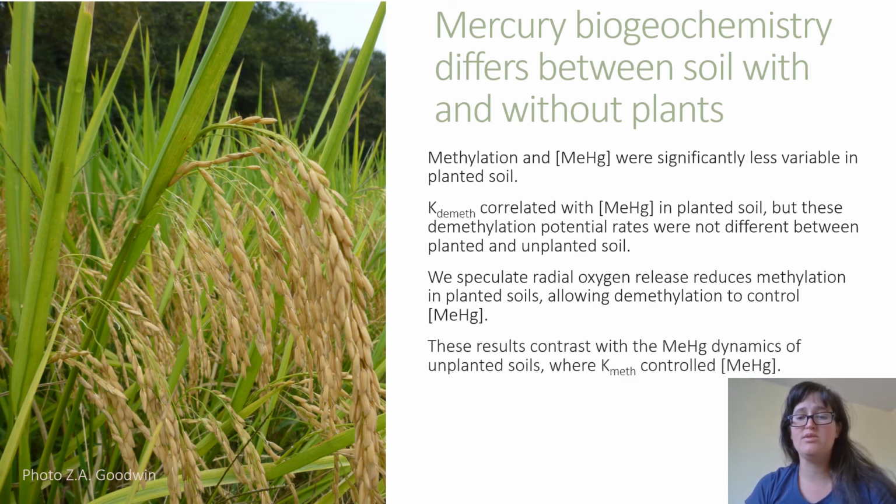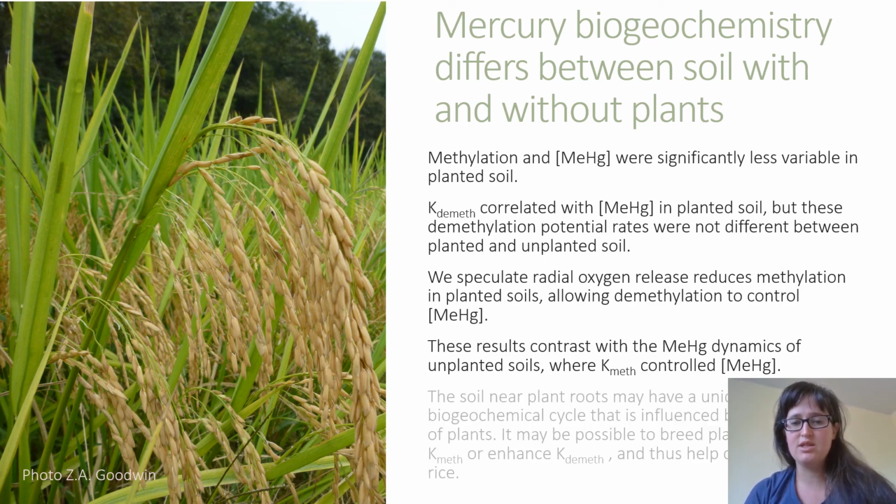We'd also like to emphasize that the planted rice boxes are displaying a different mercury biogeochemistry than most natural systems, and that the unplanted boxes display a mercury biogeochemical pattern that is more typical of your average natural system. We speculate that the soil near plant roots may have a unique mercury biogeochemical cycle that is influenced by the radial oxygen loss and perhaps other processes controlled by the plants.